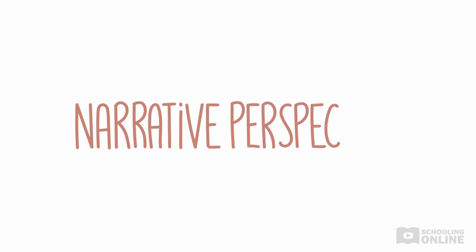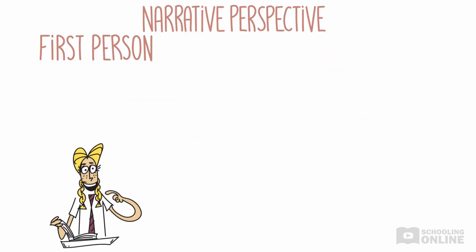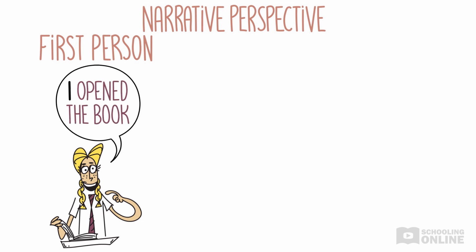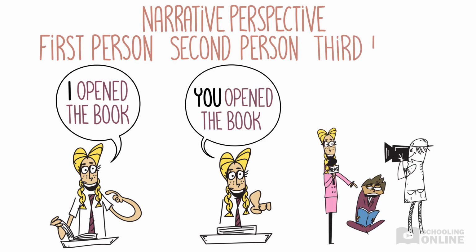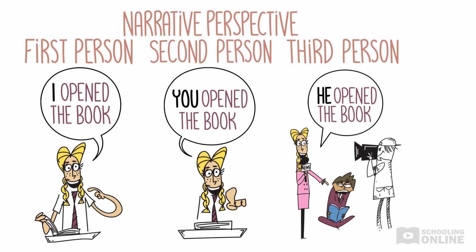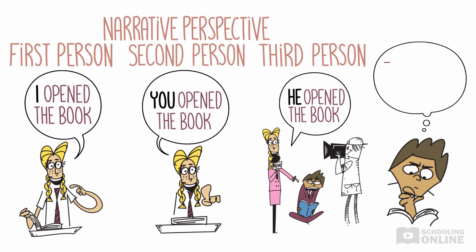Another narrative element we need to look at is narrative perspective. In Stage 4, we introduced you to the basics. First person is when the writer directly refers to themselves, as in, I opened the book. Second person is when the writer addresses the reader: you opened the book. And third person is where the writer reports the action from a third-party standpoint: he opened the book. Using different perspectives can radically change how narrative events come across to readers.